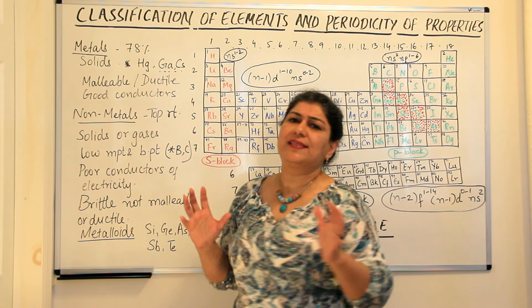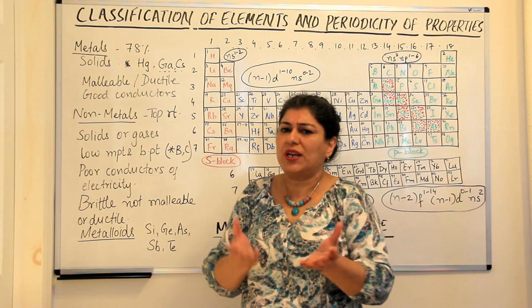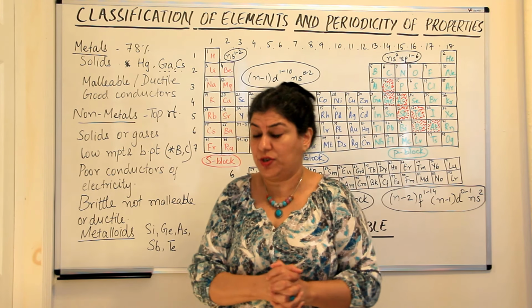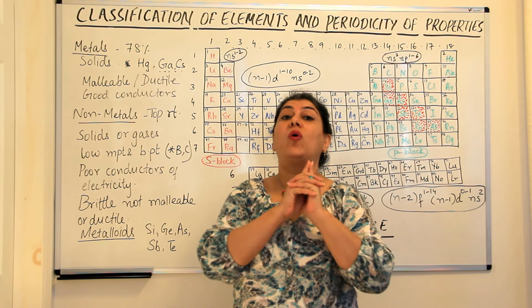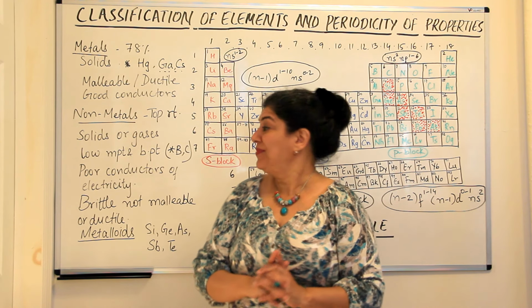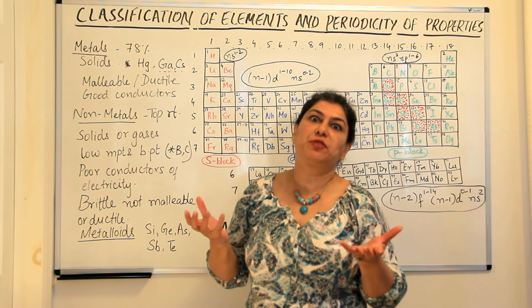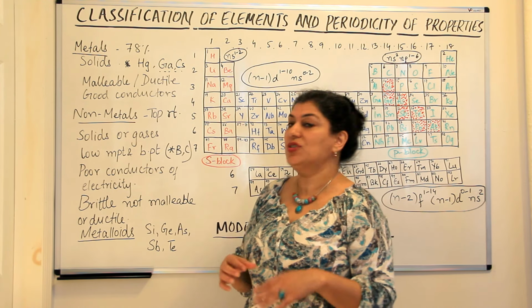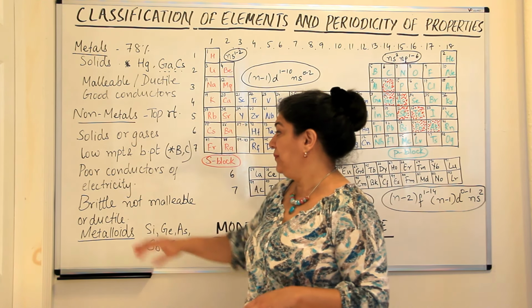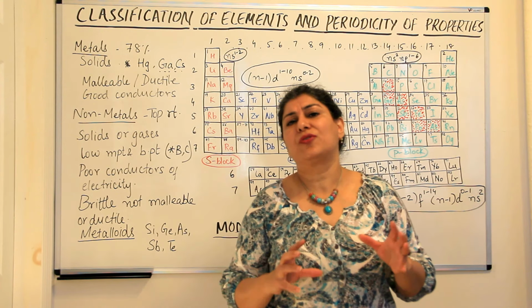They have low melting and boiling points. They usually do not melt and boil at very high temperatures. But remember, there are always exceptions. The melting and boiling points of boron and carbon are exceptionally high, and there are reasons for that we'll study later. They are poor conductors of electricity.